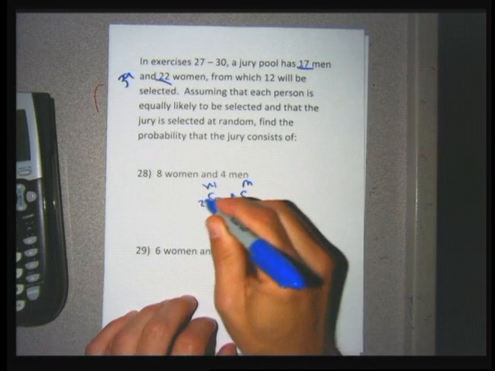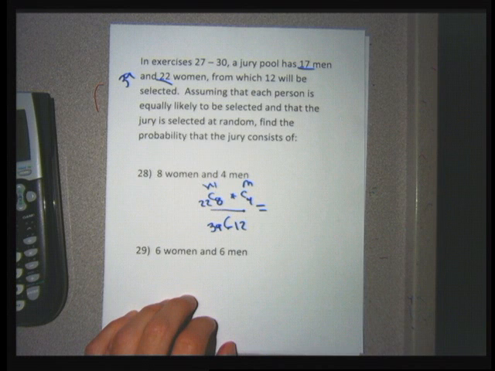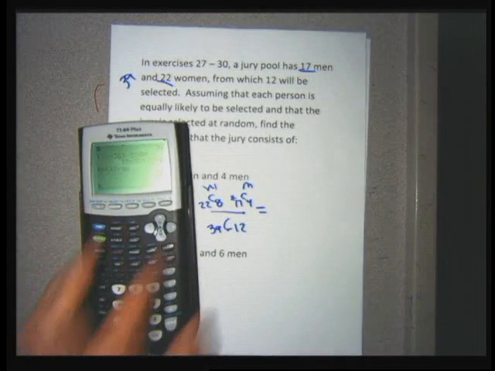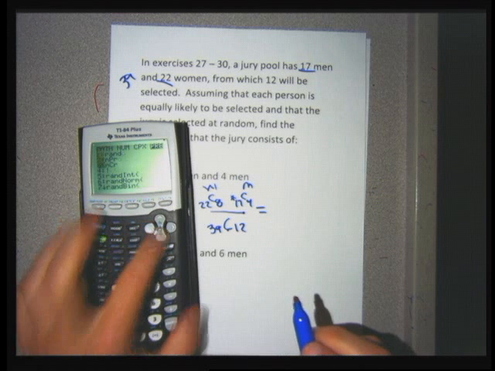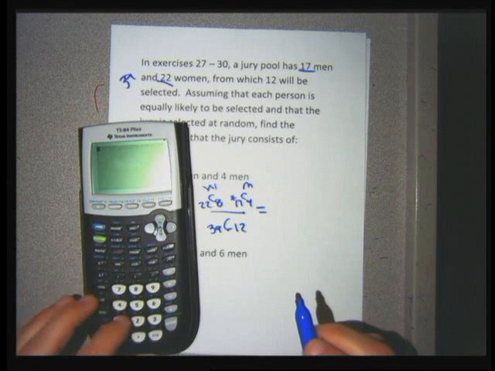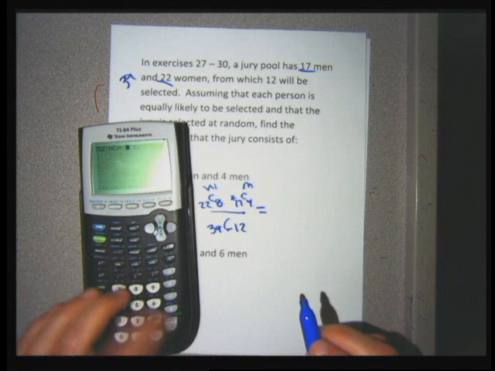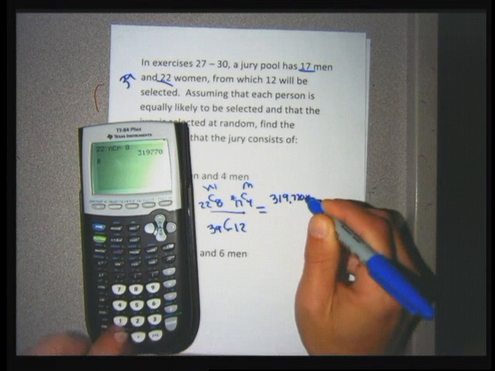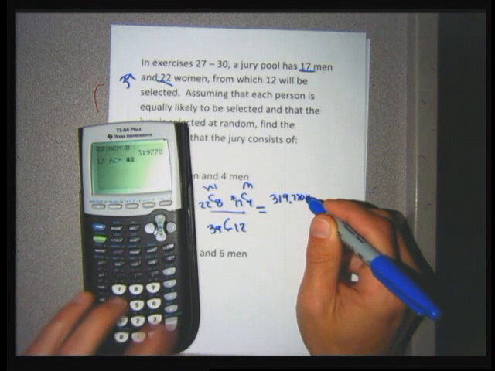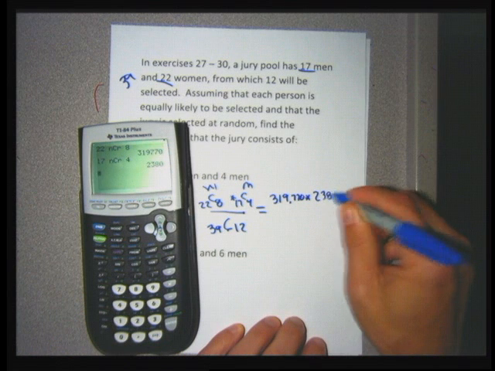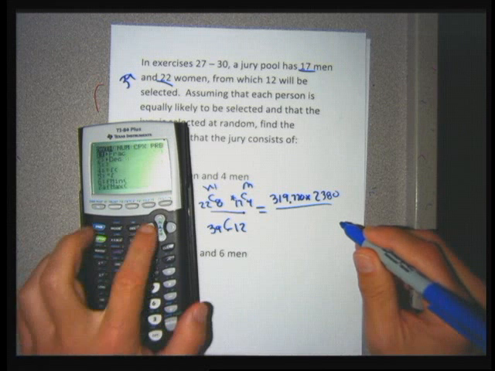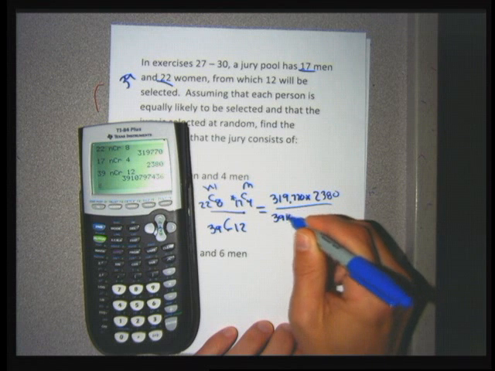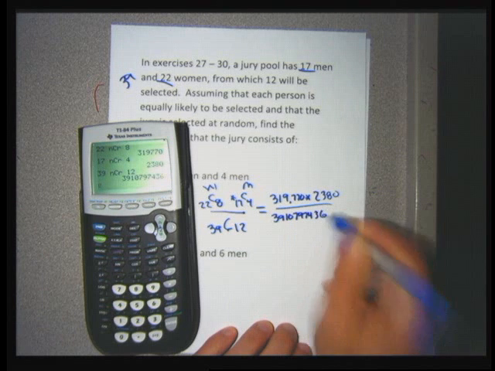One is for the 8 women, and there are 22 women to choose from, so I get 22 choose 8 for that portion of the numerator. And I want to get 4 men, so I get 17 choose 4 for that portion. These numbers are going to be really big, and it's a nuisance to even write them. 22 choose 8 is 319,770. 17 choose 4 is 2,380. And then down low, it's going to be a really large number: 39 choose 12 is 39,107,974,336.